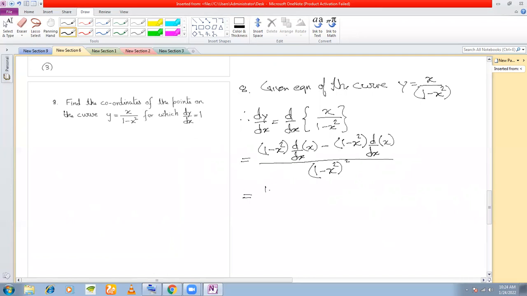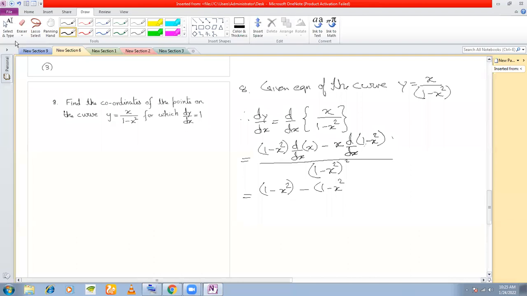Simplify this. So you get 1 minus x square. d/dx of x is 1, so you don't need to do anything here. Minus 1 minus x square. I'm sorry, this is v d/dx of u minus u. This should be x, and this should be 1 minus x square. x into d/dx of 1 minus x square.